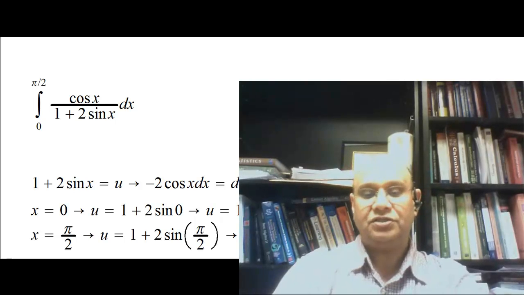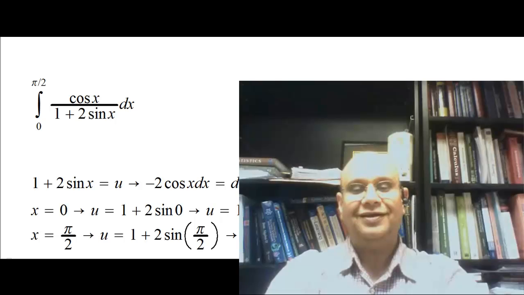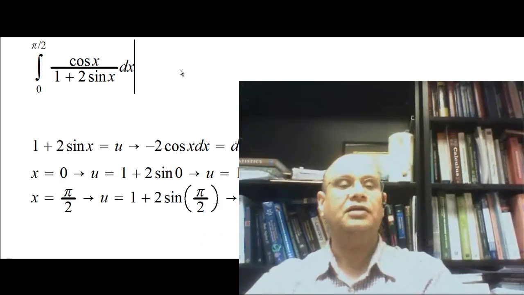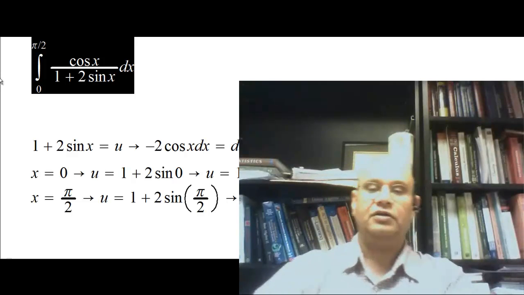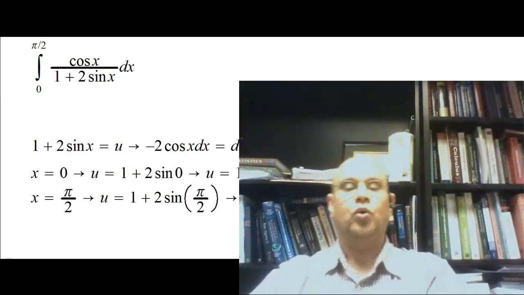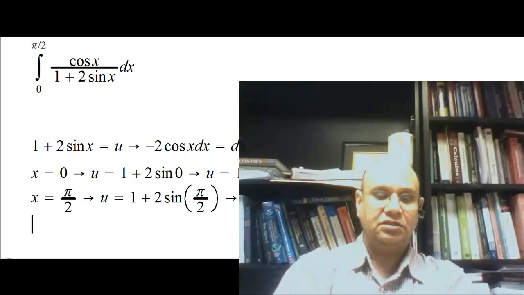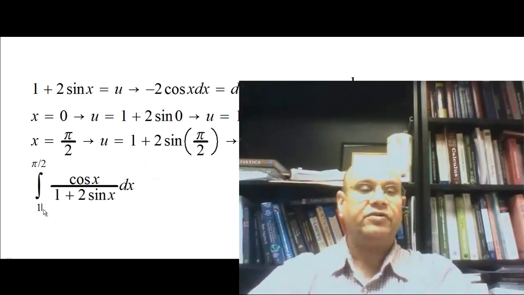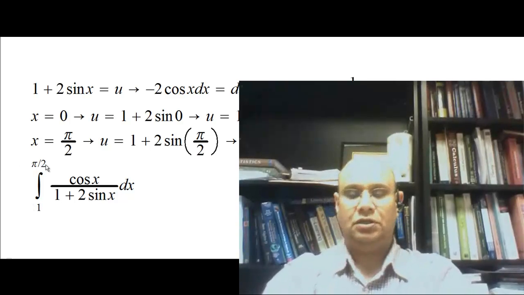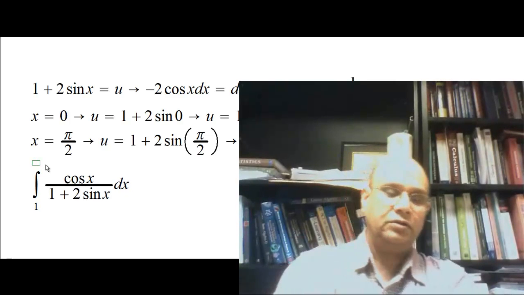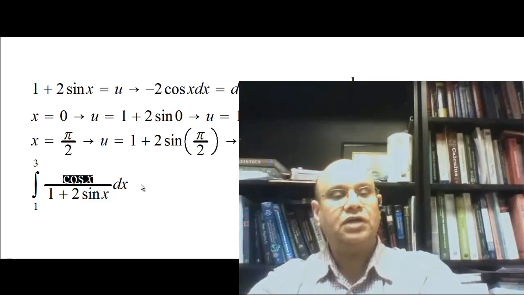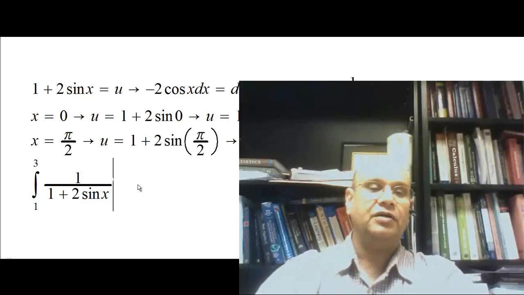No, 1 plus 2 is 1 times 2 plus 1, 3. 3, right? So u is 3. I mean, that's what you meant to say. Okay, good, very good. So let's go here. So our limit transforms from 1 to 3, right? This guy, cosine x dx, becomes what?